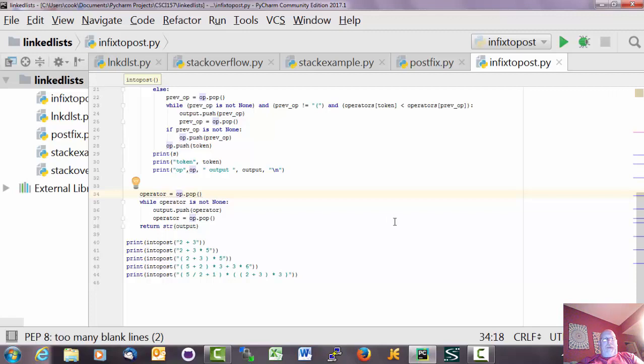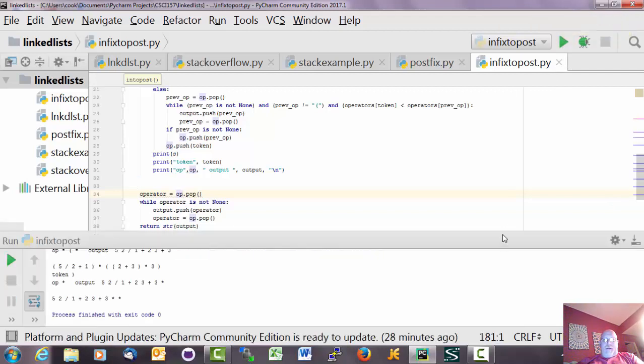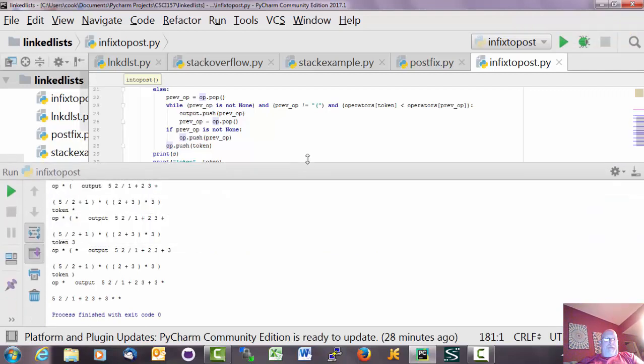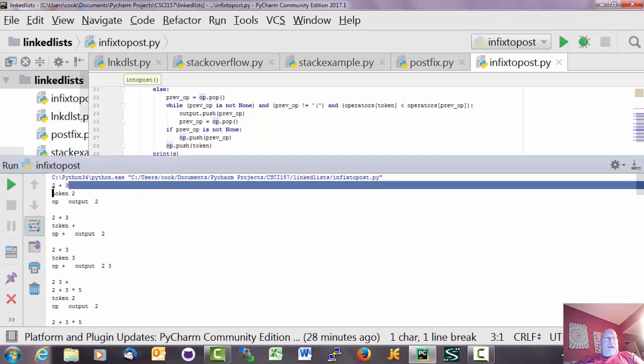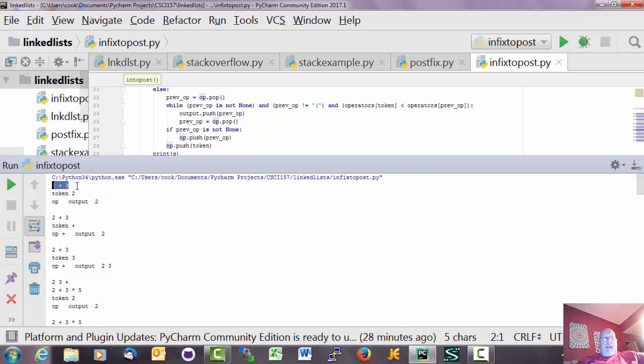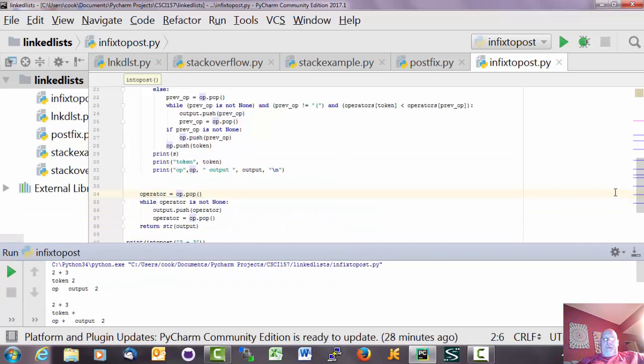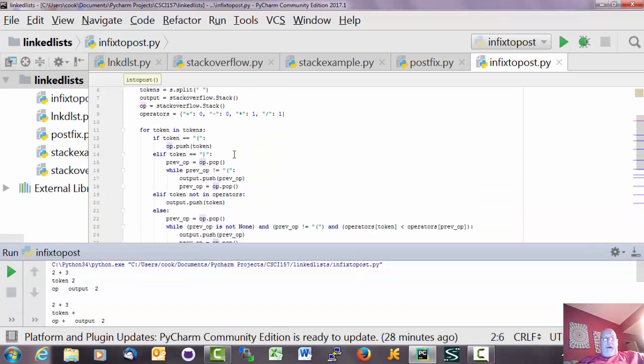Alright, so let's run this and see if we can figure out how this is working here. We're going to get a lot of output because I've got prints in the middle of this thing. Okay. So the first one. What we're going to get here is the original expression. There's a for loop that takes us through all the tokens in this expression.